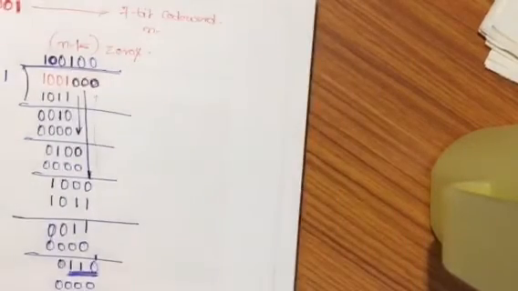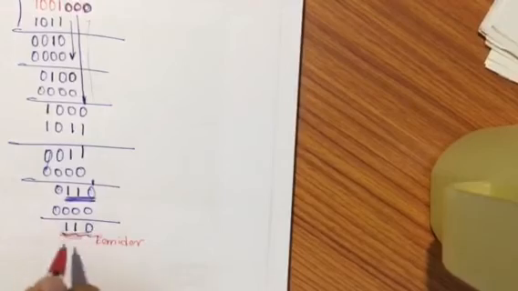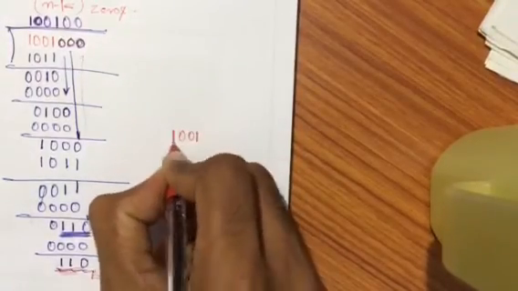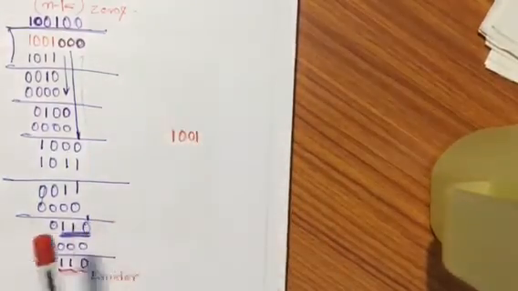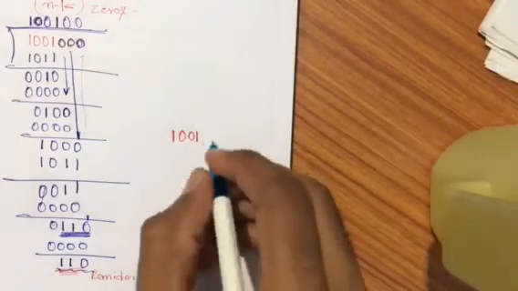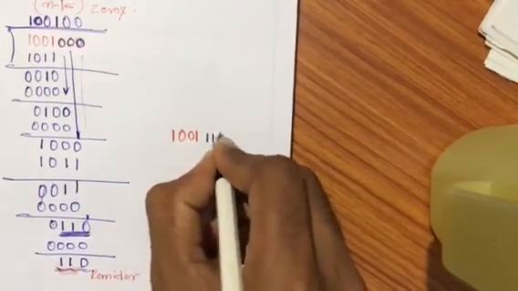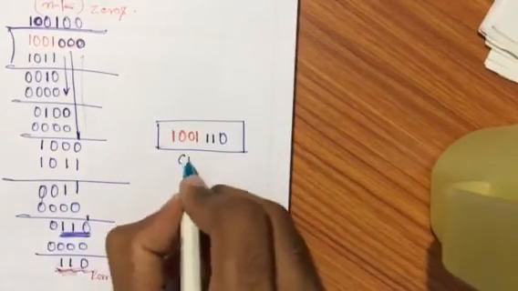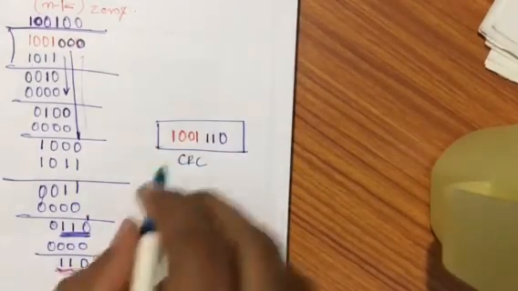So you're going to consider this remainder along with your data word 1 0 0 1. So 1 0 0 1, your data word, added up with this remainder, that is 1 1 0, will be your CRC data.